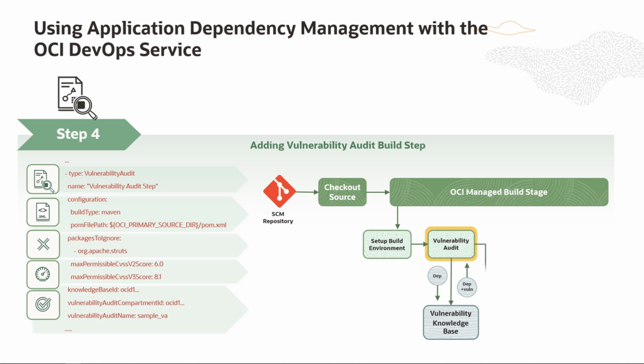The dependencies are then passed to the vulnerability knowledge base to check for any possible common vulnerabilities and exposures against them. If any CVEs with their corresponding CVSS scores are found, they are checked against the max permissible CVSS score. If the CVSS score is greater than the max permissible CVSS threshold, the build pipeline will fail. And if the CVSS score is below the threshold, the build pipeline executes successfully.